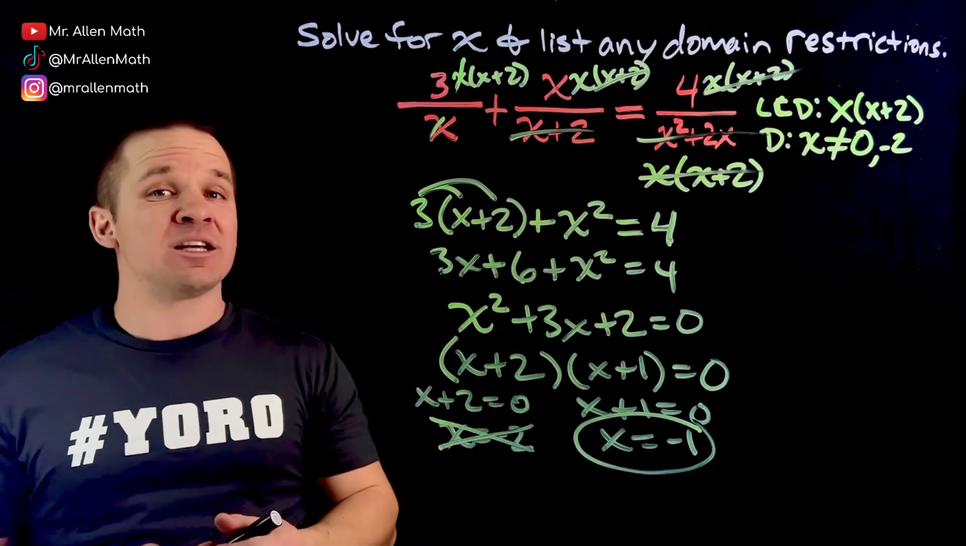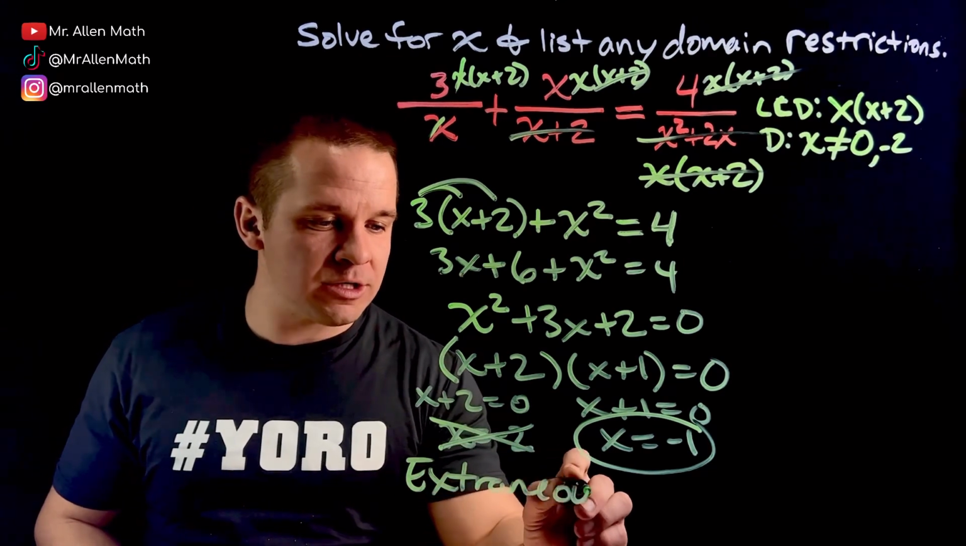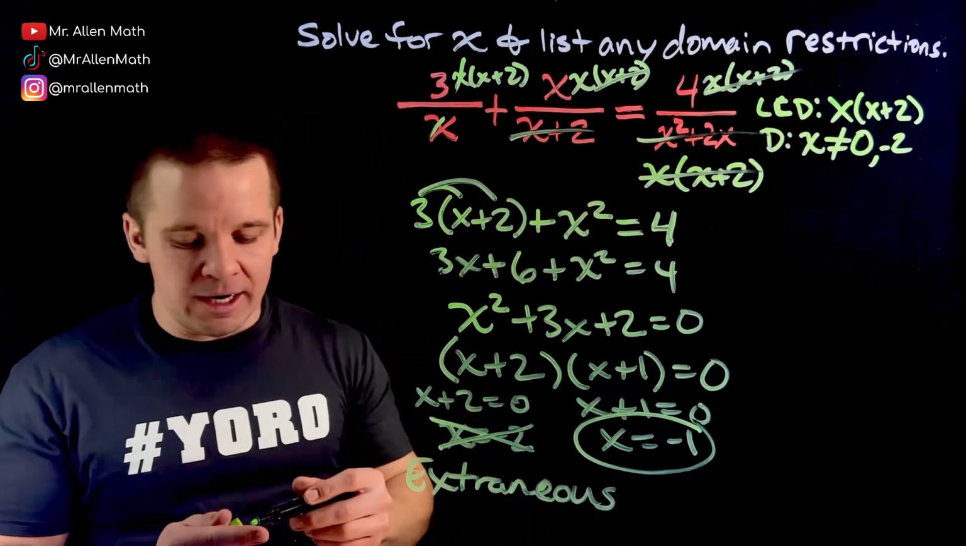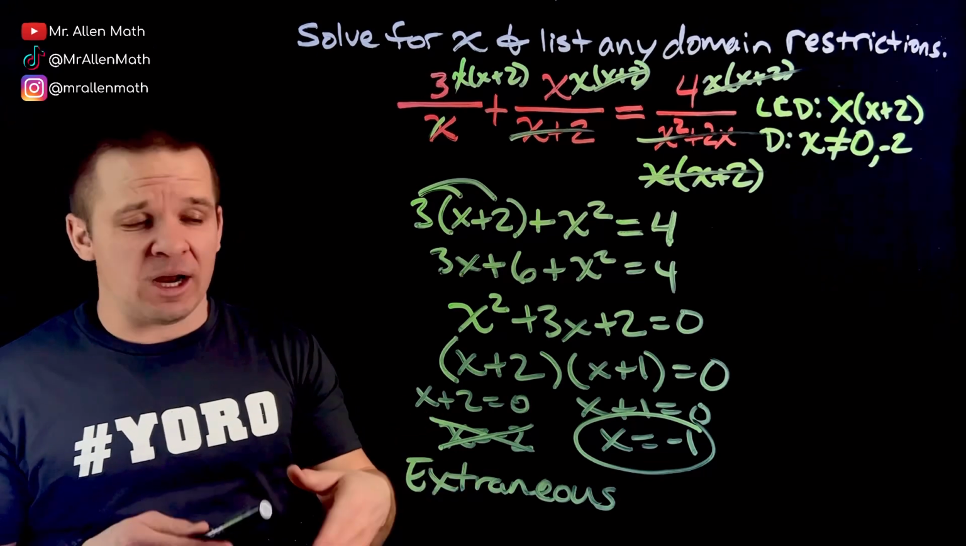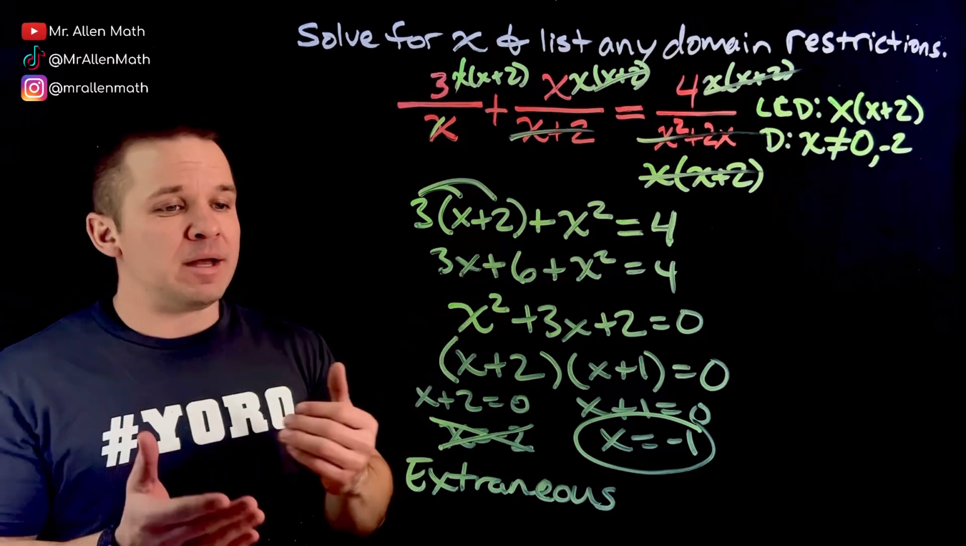Extraneous solution. That is fun. I do know how to spell it. Extraneous, that's an E right there. A word I can't spell otherwise. It's very big, and it impresses people when I can spell it. So that's exciting. So, boom, extraneous solution.